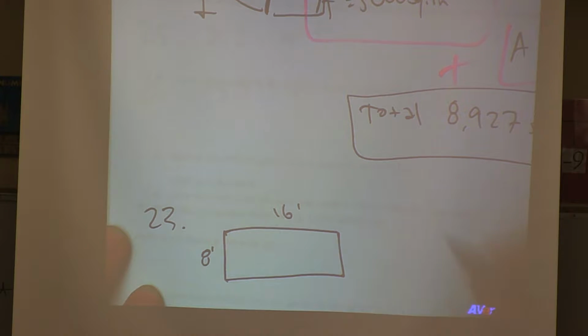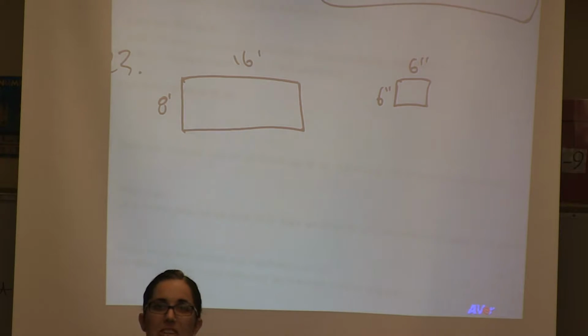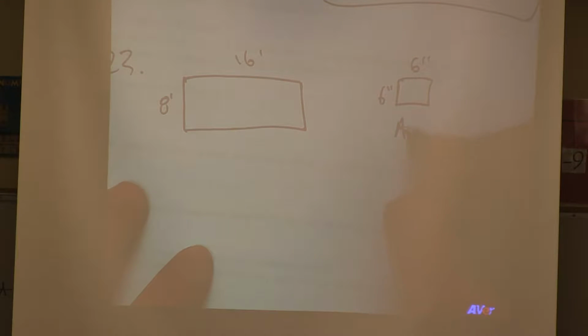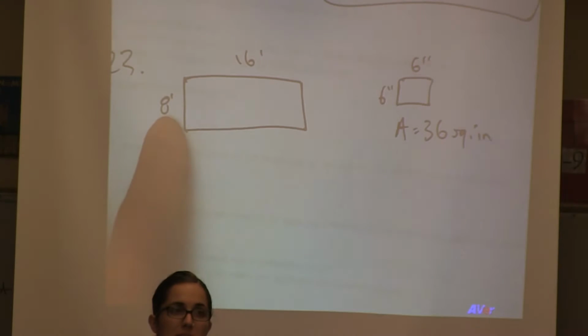Let's do it this way. You know that the tiles are 6 inches by 6 inches. Yes? What's the area of the tiles in inches? Awesome. The area is 36 square inches. So we need our units to be the same. So what I'm going to do is turn this into inches.